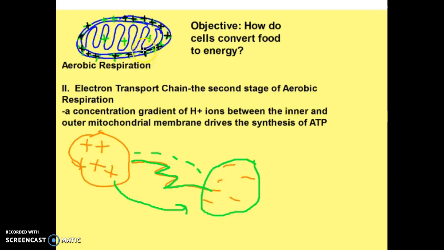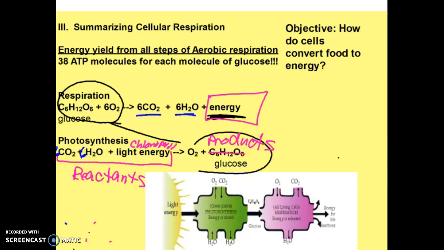Imagine that happening on a super, super small scale inside of your cells, and that energy actually produces ATP with this ATP synthase enzyme. So this is the quick overview. Up to 38 ATP molecules are made from each molecule of glucose. And remember, most of those are made in that electron transport chain.